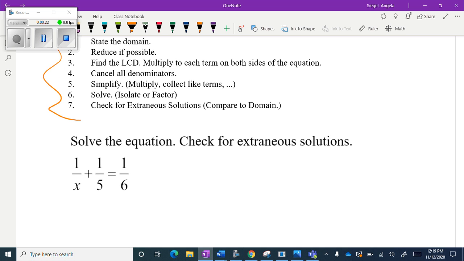So the first thing is that we're going to multiply everything through by the least common multiple. So think about what the LCM would be in this case. So x, 5, and 6. So hopefully you're seeing in your mind that it's 30x. So I'm going to take each one of these terms and multiply it by 30x.